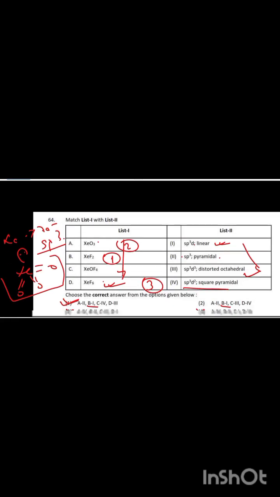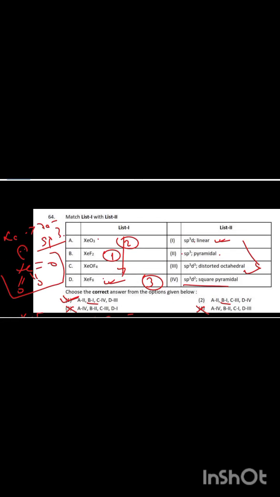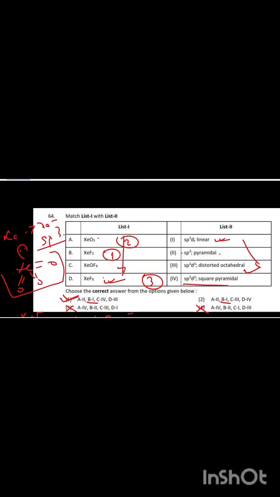It was square pyramidal. I have drawn the wrong structure. It should have been like this. Xe has 8 electrons. So 1 2 3 4 5 6, and the remaining lone pair comes up to be here.